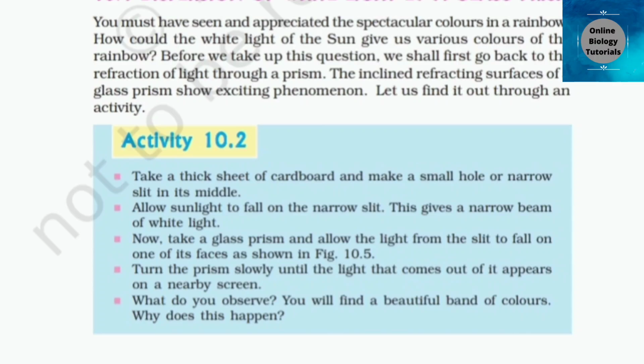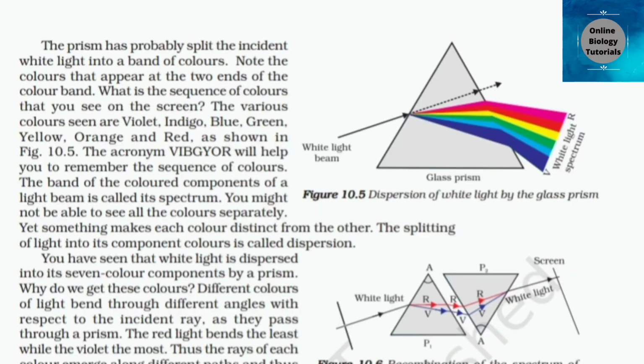You will find a beautiful band of colors. Why does this happen? The prism has probably split the incident white light into a band of colors. Note the colors that appear at the two ends of the color band.